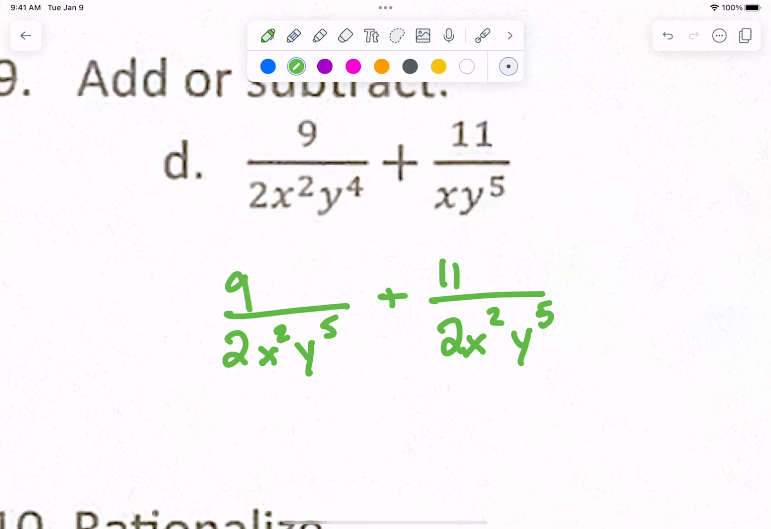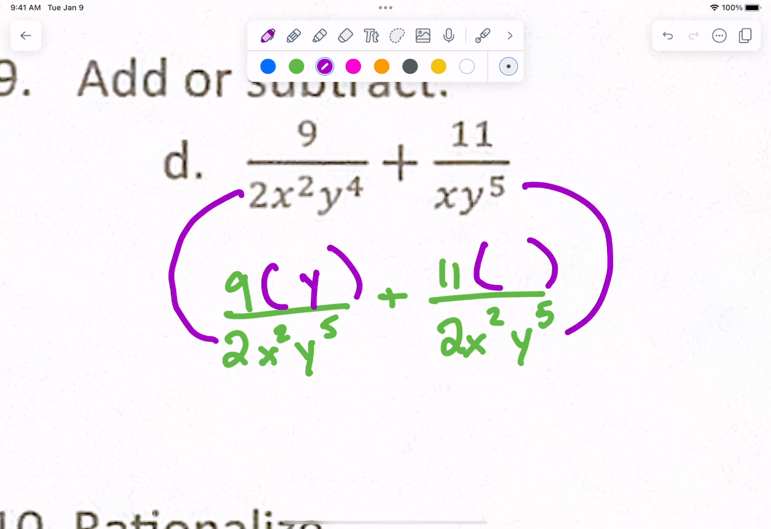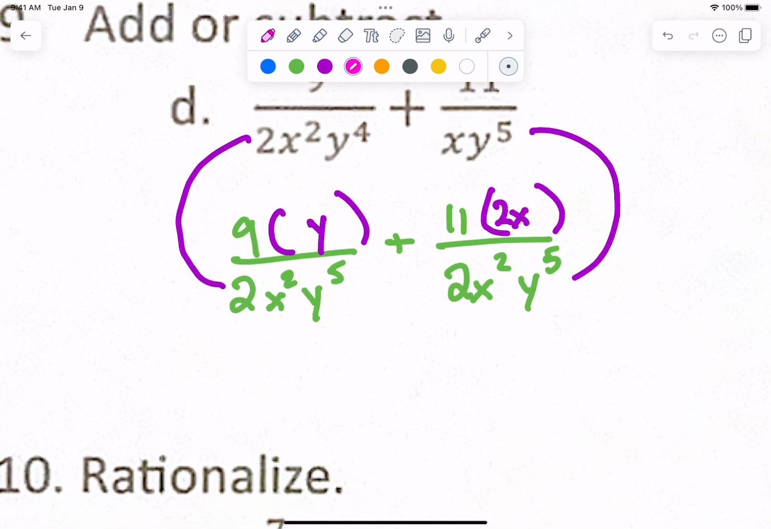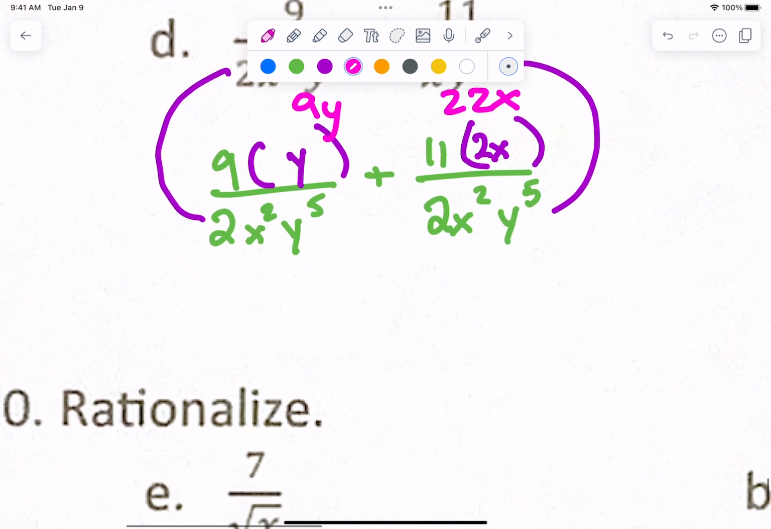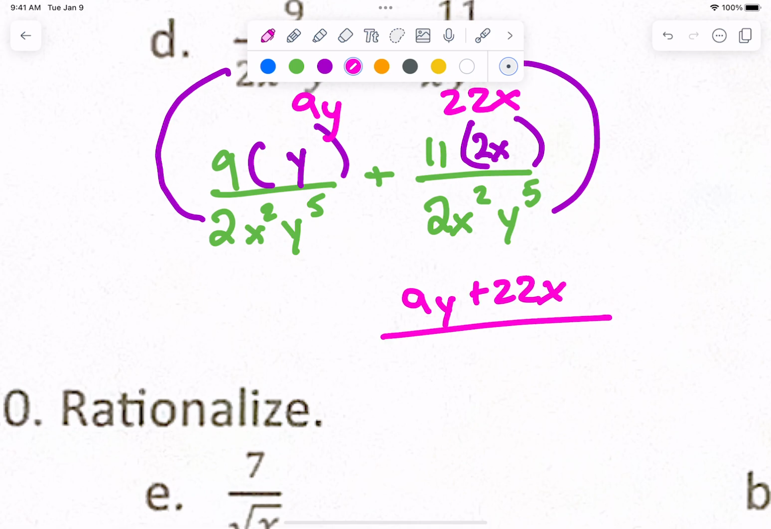9 and 11, and then I do this. What does he need multiplied by? Comparing my two bottoms, 2x squared y to the 4th and 2x squared y to the 5th, the top one needs a y. Comparing these two guys, I need a 2 and an x. So 22x, and this is 9y. Can I put those two together? No, but I can do 9y plus 22x all over one roof.